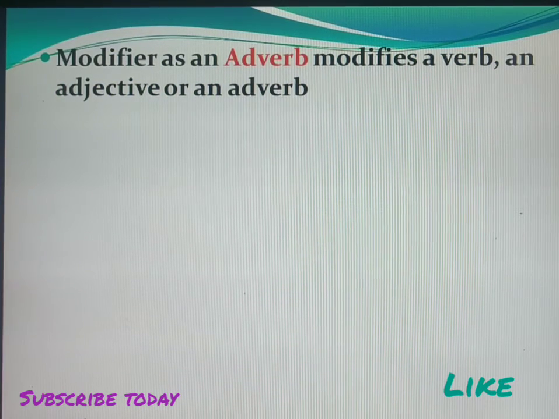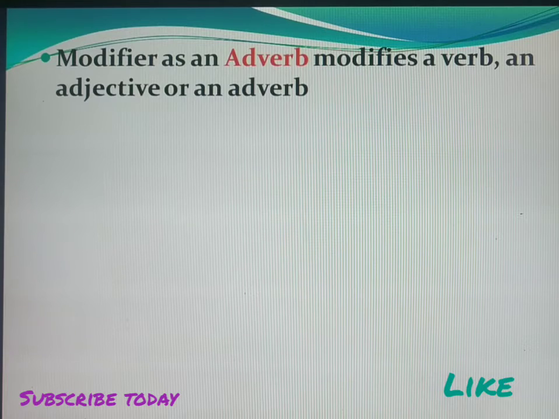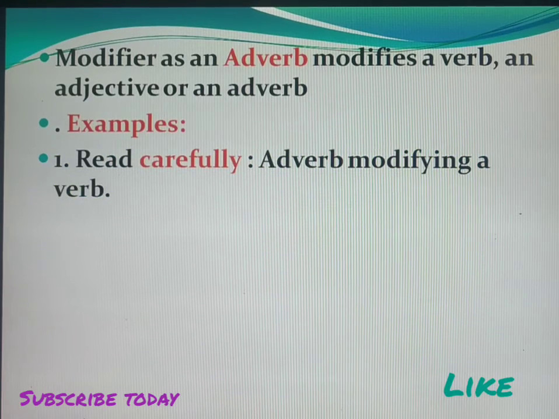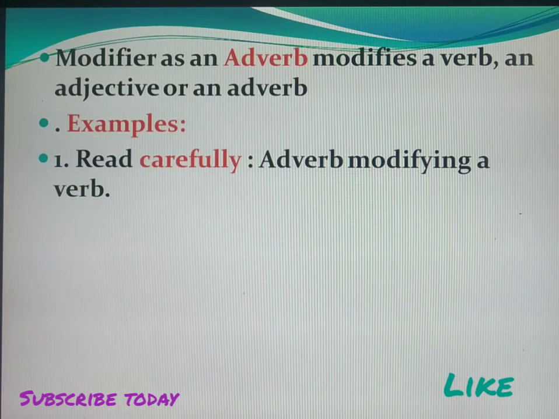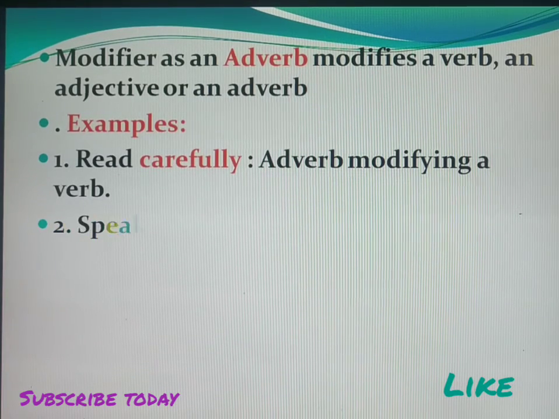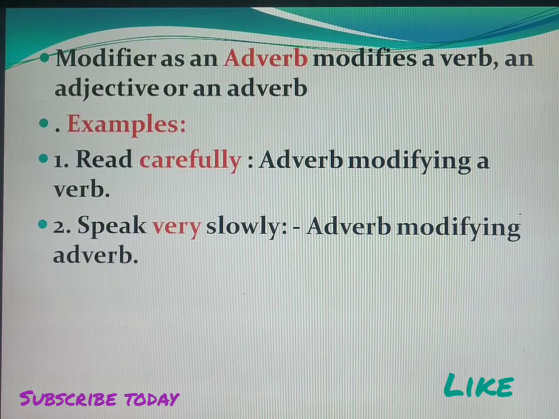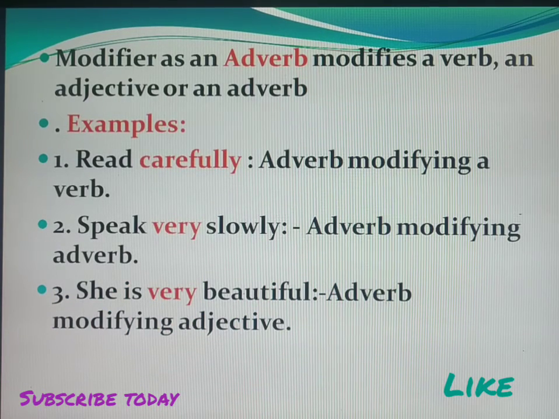Now, modifier sometimes works as an adverb, and when it acts as an adverb, it modifies a verb, an adjective, or an adverb in a sentence. Examples: read carefully. Here, carefully is an example of adverb working as a modifier of the verb read. Speak very slowly. Very is adverb, slowly is also adverb, but here very is working as a modifier, modifying the adverb slowly. She is very beautiful. Very is here modifier of adjective beautiful.